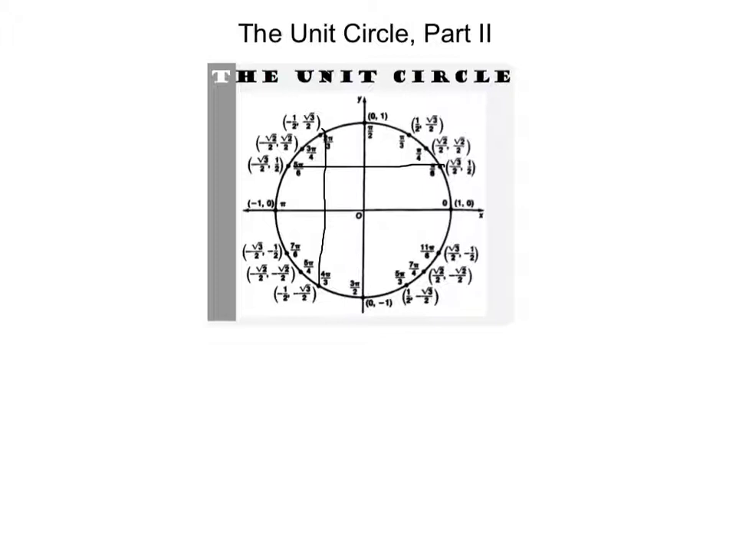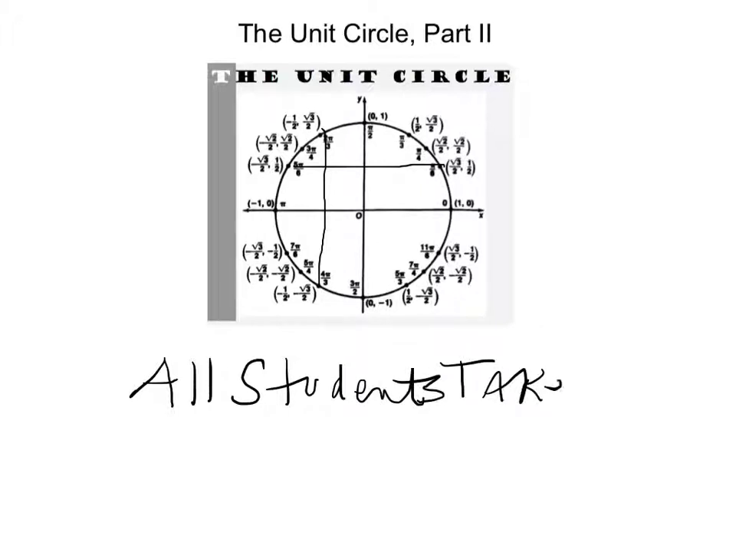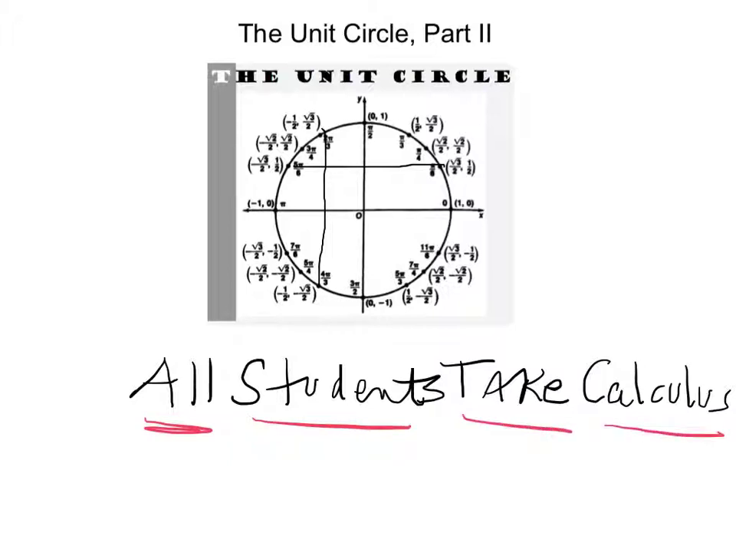One of the mnemonics that students sometimes use to remember the signs of sine and cosine is known as this. All students take calculus. And here's what that means. These you can think of as being divided up into the quadrants. So here's quadrant 1, quadrant 2, quadrant 3, quadrant 4.